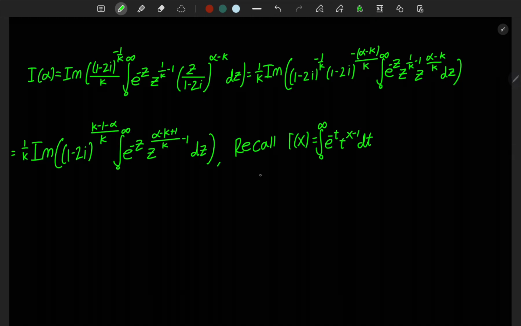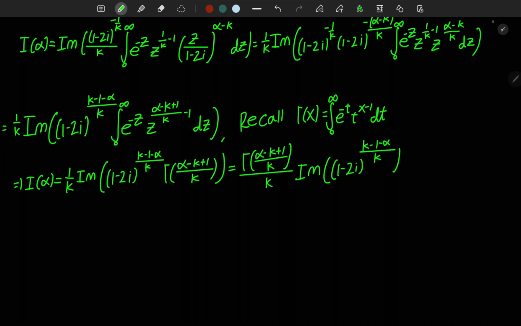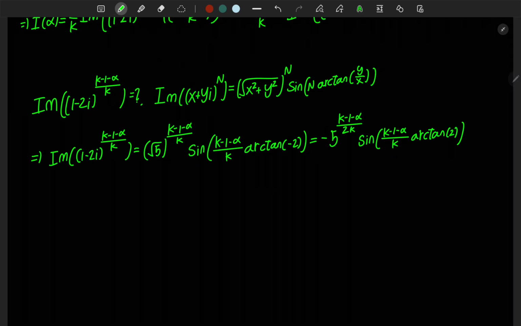Next, we recall the gamma function right here. And if we use the gamma function right here, this implies that our I of alpha transforms into this guy right here. Next, we need to find the value of this guy right here. Well, how would we do that?